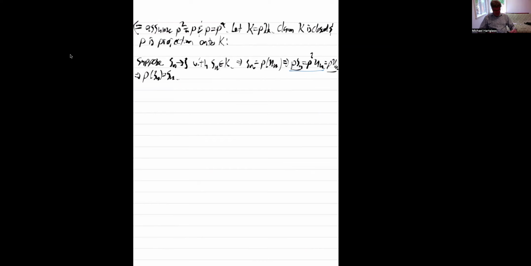Because if the C_n, because why? Because since I know P is continuous, C_n goes to C implies P of C_n has to converge to P of C. Well, P of C_n equals C_n, so this forces P of C to equal C, i.e. C has to necessarily be in PH. Right? Because C has to be in the image of P. Cool.